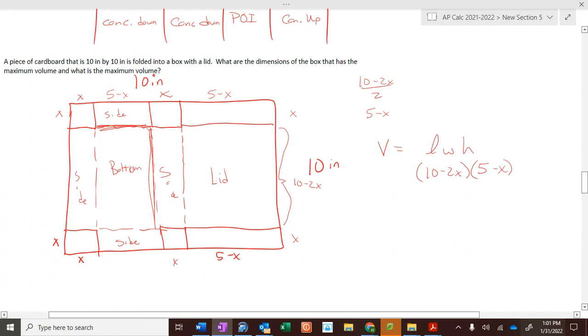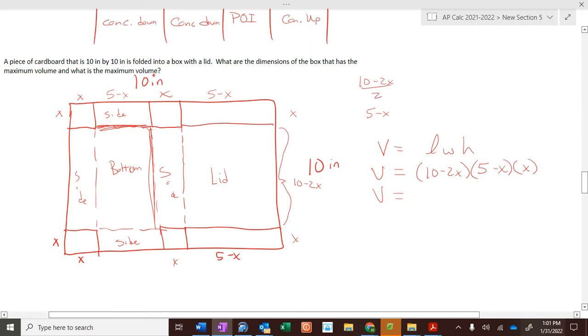What's your height? When you fold up the little parts, what is that? X. Do you see where when you fold it up, it would be x? I see it.